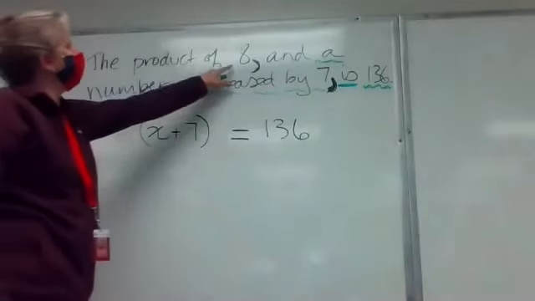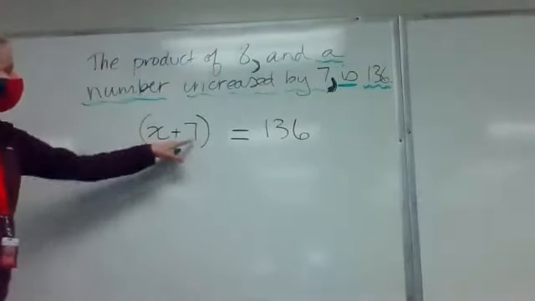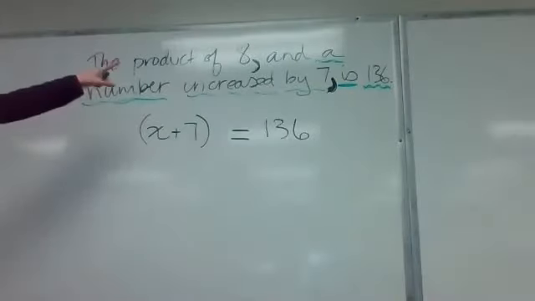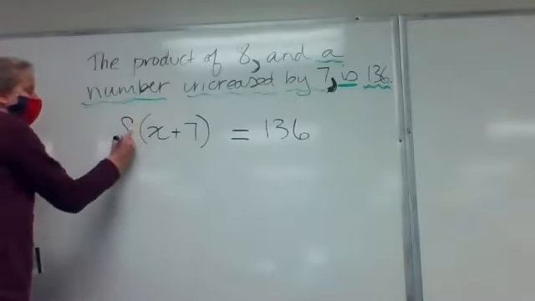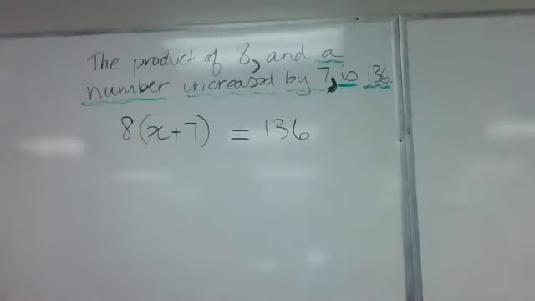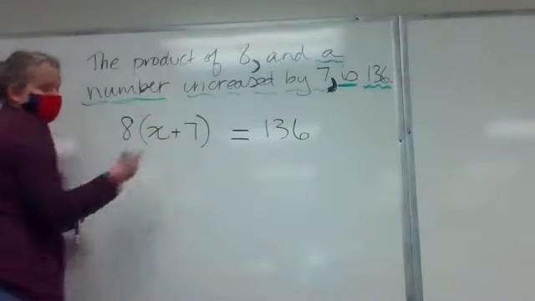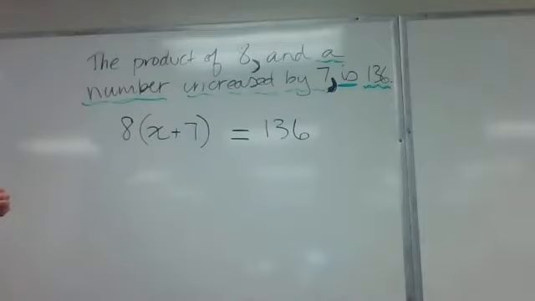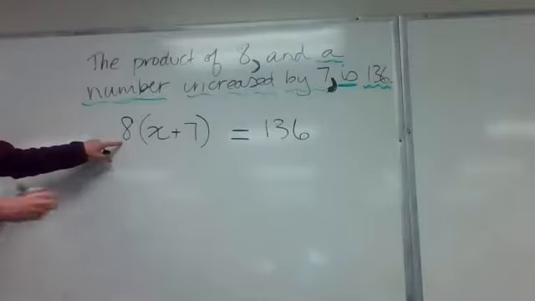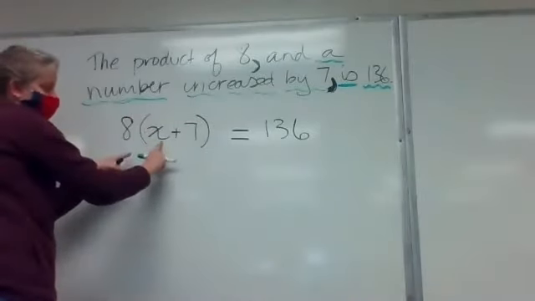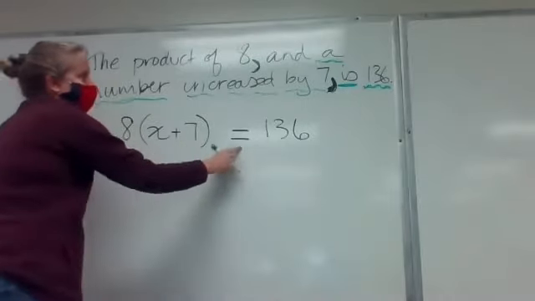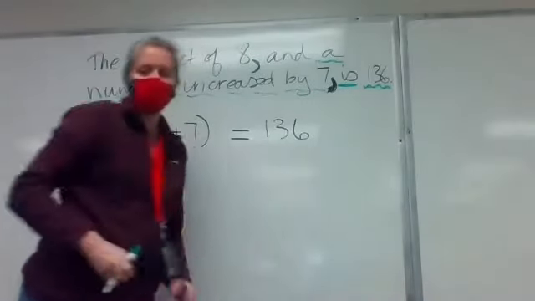Now, how do I find the product of 8 and a number increased by 7? I need to multiply 8 times this parentheses. All you need to do is hook an 8 onto it, right? That's how you're going to multiply, or in other words, distribute. So let's look at what we have. The product of 8 times a number increased by 7 is 136.